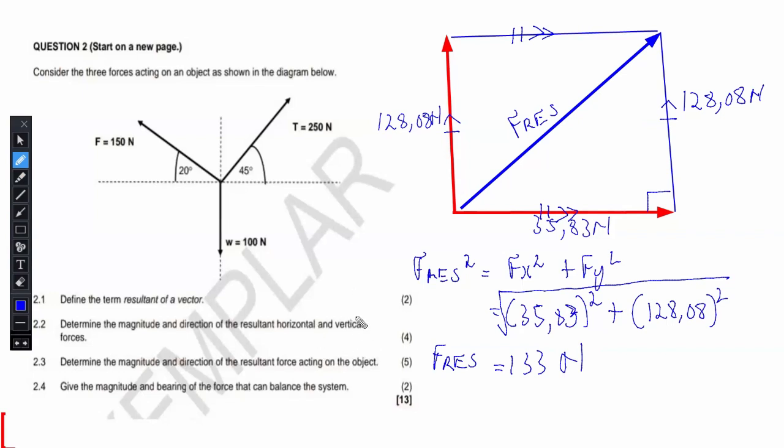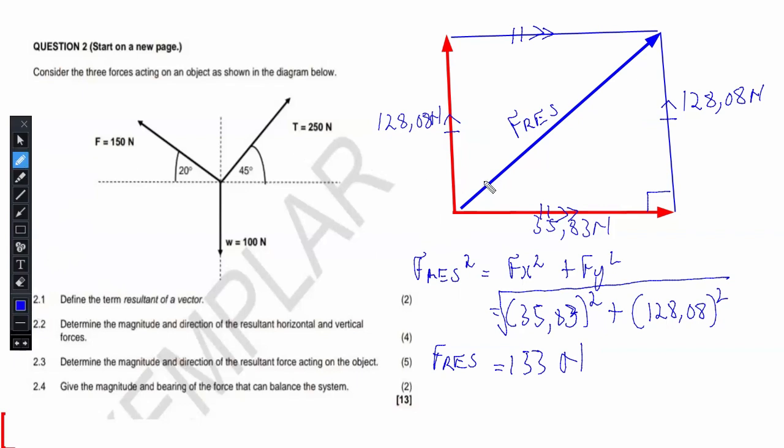But then remember, we also want the direction. At this point, you cannot say right, left, upward, or downward. Now you have to find your direction in terms of the bearing or the angle. Now let's talk about that.